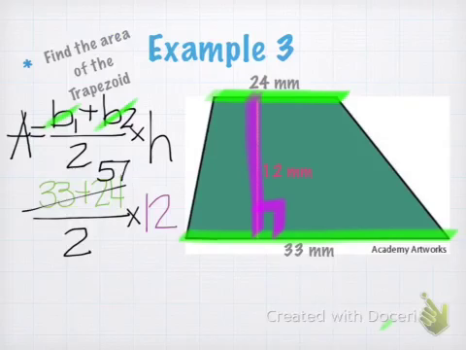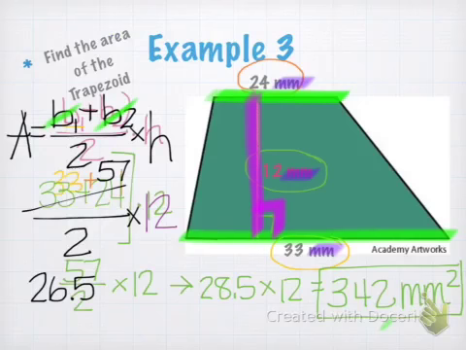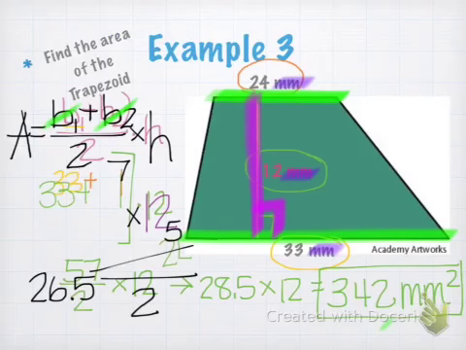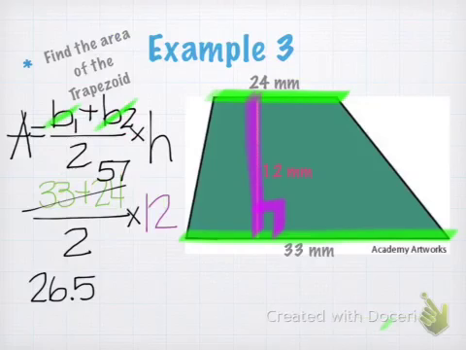And then 57 divided by 2 is a funky number. It's going to be 26.5. So now the last step, now that I've simplified all of this, wow, don't know what I did just there, but good thing I got it fixed. So this is all simplified, but we do still need to multiply by 12.